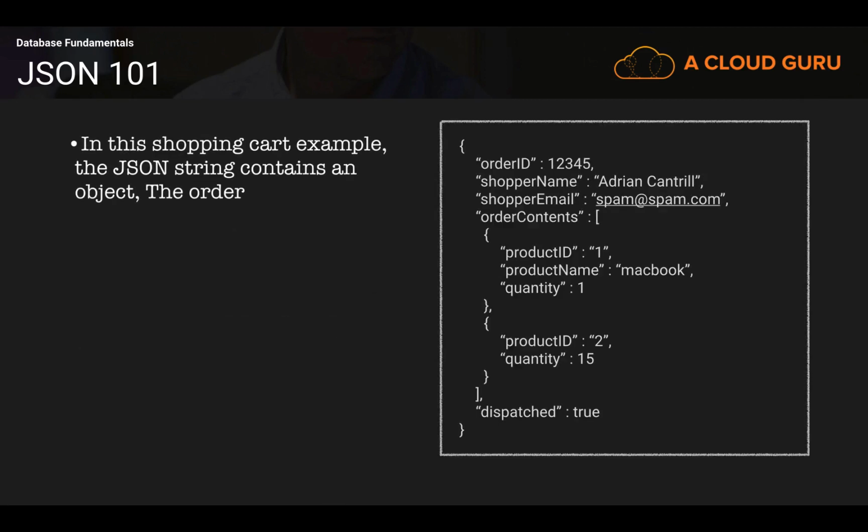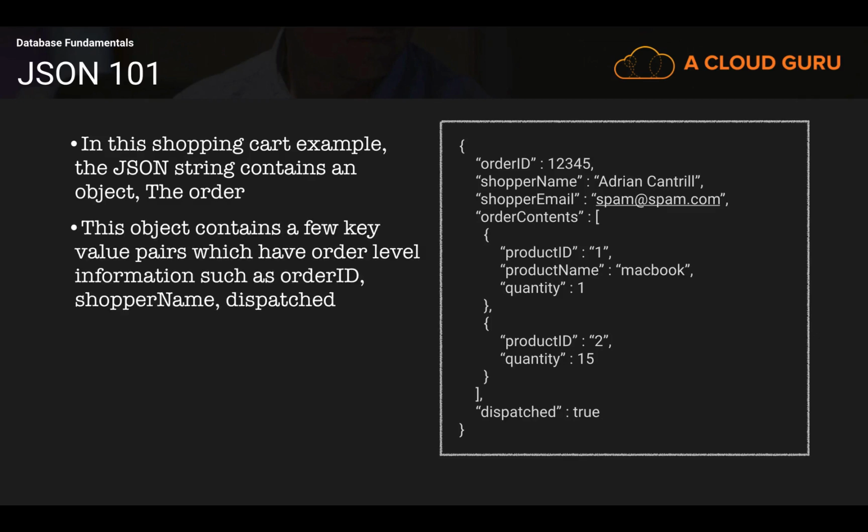So in this shopping cart example, the JSON string contains an object, and this object is an order. So we'll see that we've got a curly brace there and a curly brace there, and that represents this wider order. And this order has a number of key value pairs. It has order ID and then a value, shopper name and a value, shopper email and a value. But then we also have the order contents name value pair. And this has order contents as the name, but as we can see by the square brackets here and here, it contains an array as its value.